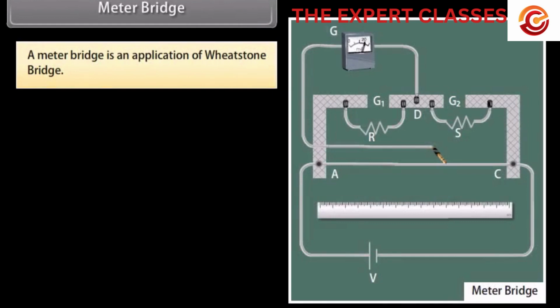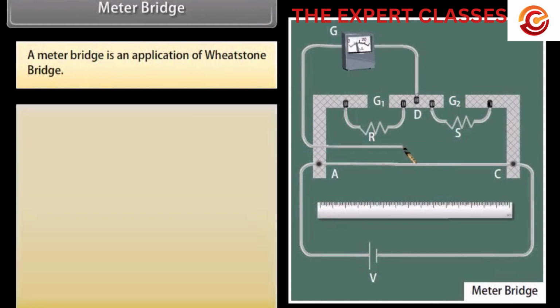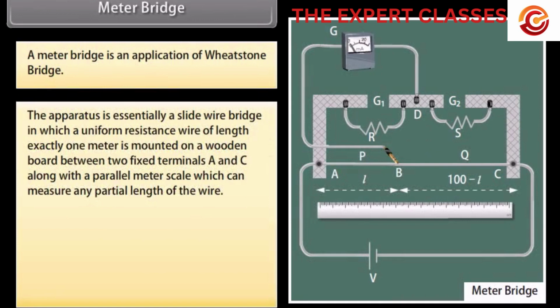Meter bridge. A meter bridge is an application of Wheatstone bridge. The apparatus is essentially a slide wire bridge in which a uniform resistance wire of length exactly 1 meter is mounted on a wooden board between 2 fixed terminals A and C, along with a parallel meter scale which can measure any partial length of the wire.